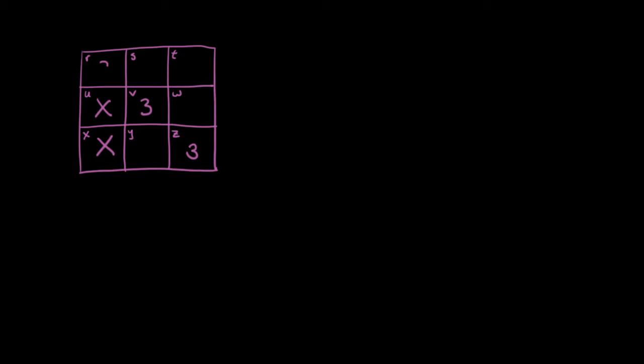So that means that r must be 3, because I have to have exactly one 3 in each column, and I've already eliminated u and x as contenders. So since I know a value for r, statement 1 is sufficient.